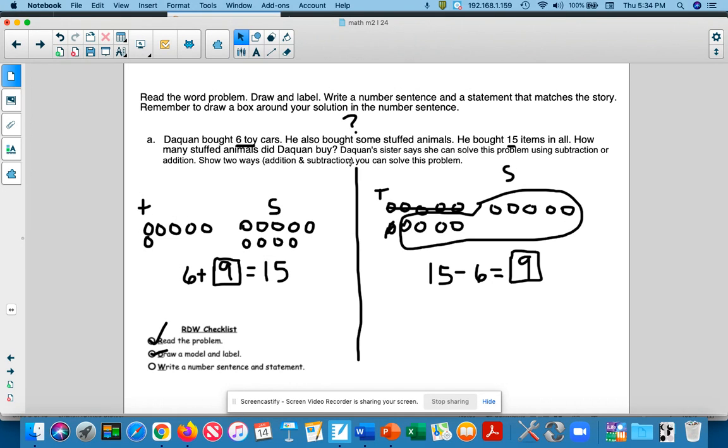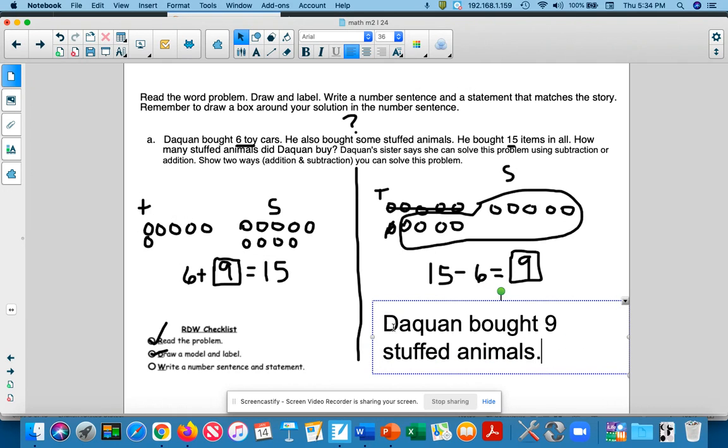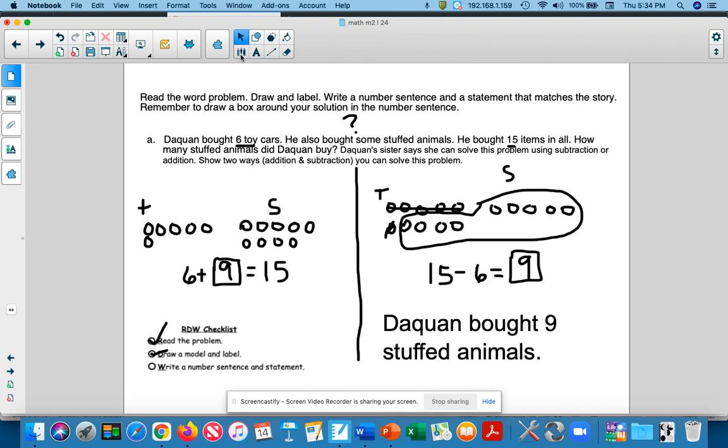And I always like to look at the question to get my statement. How many stuffed animals did Dai Quan buy? So we're going to put Dai Quan bought 9 stuffed animals. And that's my statement. So I could put a check for that as well because we have our number sentences and our statement. So either way, solving by addition or subtraction, you get the same answer. It's just different ways of solving it. You have a missing add-in here or you're finding the difference.